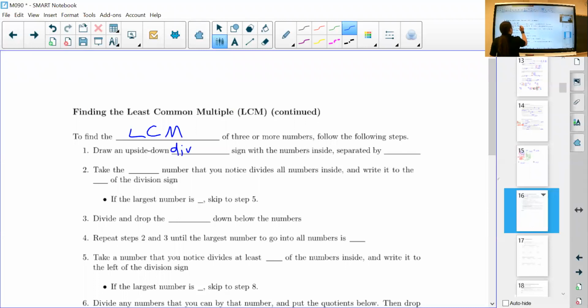We draw an upside down division sign with the numbers inside separated by commas. And we're going to take the largest number, just like before, that divides into all the numbers inside, write it to the left of the division sign. Now here, remember, we have at least 3 numbers. So maybe there is no number besides 1 that works. In that case, skip to step 5.